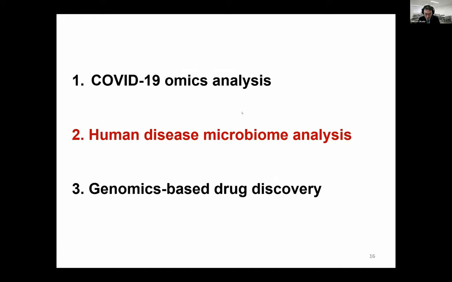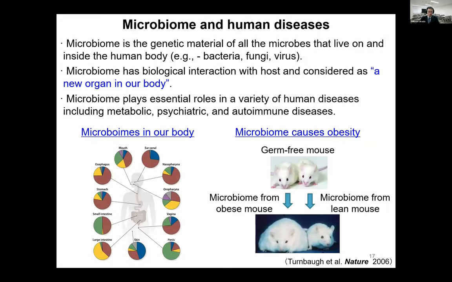Okay, let me move on to the other part of the omics resources, human disease microbiome analysis. Because we have massively done genetics and epigenetics, and the microbiome is another fundamental resource for human diseases. This is the genetic material of all microbes that live on and inside our human body. The microbiome has biological interaction with the host and is now considered a new organ in our body, and it has a link with a variety of human diseases.